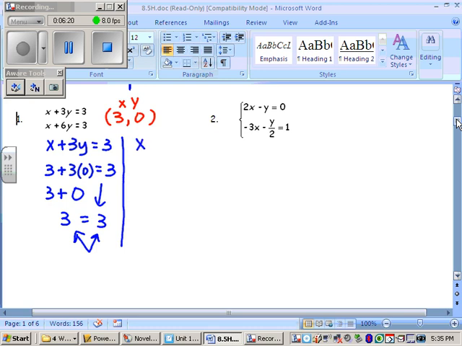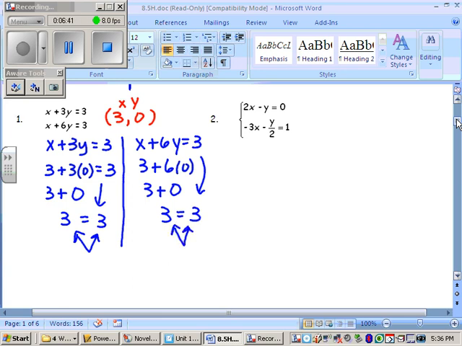Then we will do the same to the second equation, x plus 6y equals 3. We will replace the x with 3 and the y with 0, and simplify this, which is 3 plus 0, or 3, and drop down the right side of the equation and make sure that they are equal. And in both cases they are, so we can be confident that our solution is correct. Let's now take a look at a second example.